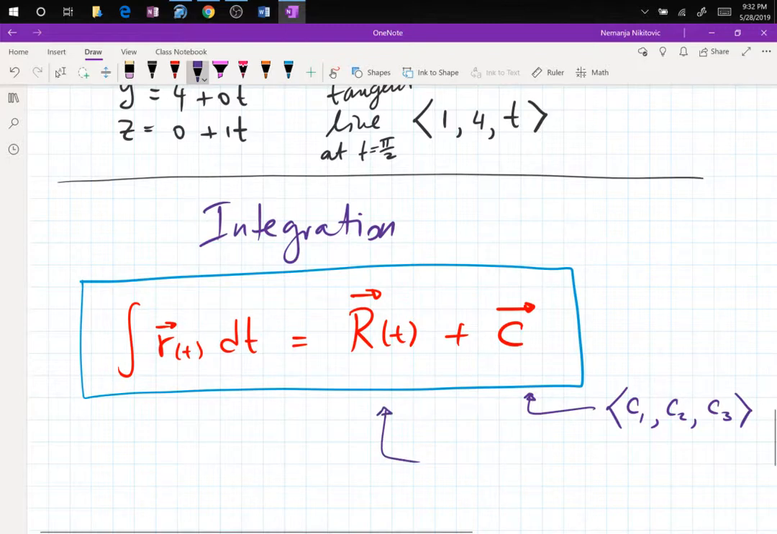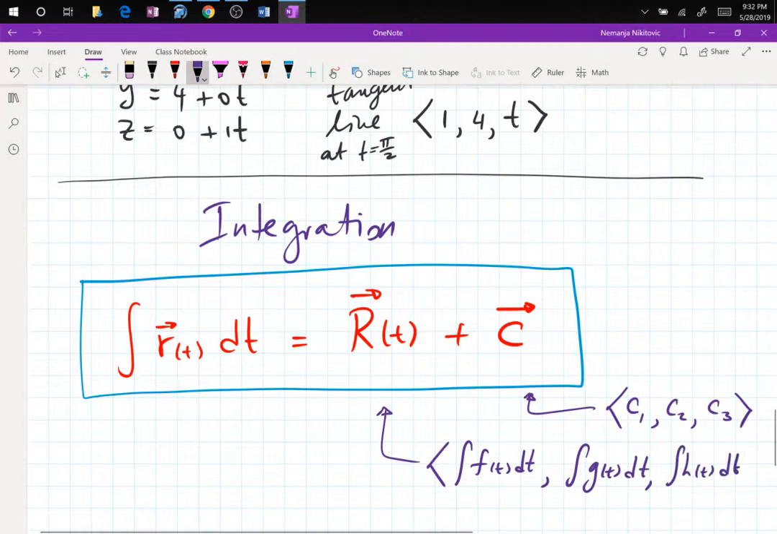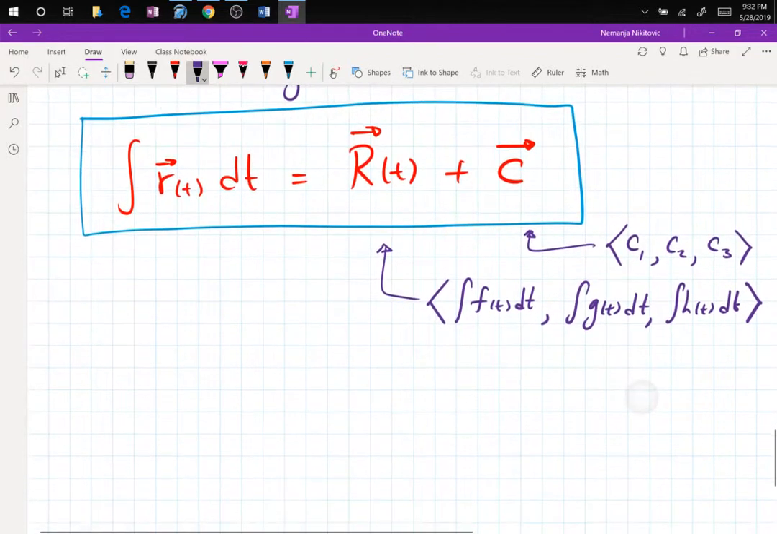And your vector r is the integral of f of t dt, comma, integral of g of t dt, comma, integral of h of t dt. Take the limits component-wise, take the derivatives component-wise, take the integration component-wise. You are doing 3 Calculus 1 problems independently and just dumping them all into the vector.